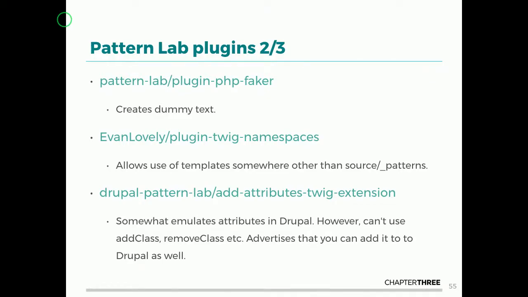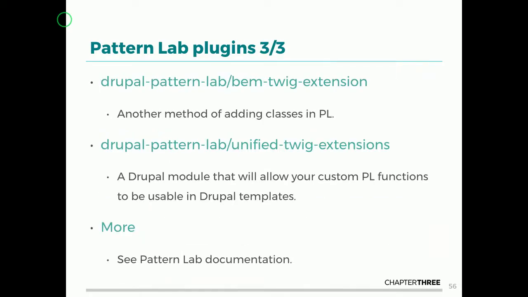There's an add attributes twig extension that tries to emulate Drupal's attributes object, but it is not the same. There's a BEM twig extension if BEM is your jam. And then there's unified twig extensions, which I have not used, which says that it will allow your custom Pattern Lab functions. So if you write a custom PHP function for Pattern Lab, it will then be reusable in your Drupal templates. Haven't used that one. Sounds like a good idea.